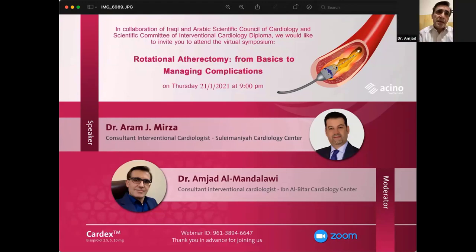Let me put it in another way. If you have a simple PCI procedure, you go past by the balloon, you dilate and you don't like the result. You have not planned initially to do rotational atherectomy, but you find that the lesion is not dilatable. Personally, I will postpone it. I'll go to talk with the family. I will never do it in the same procedure, no.